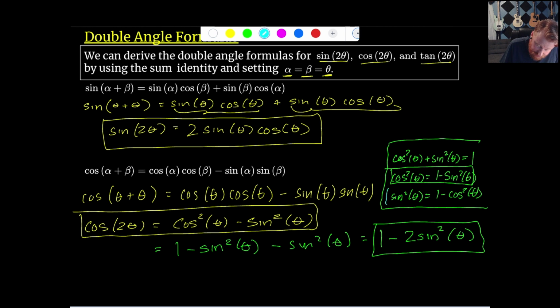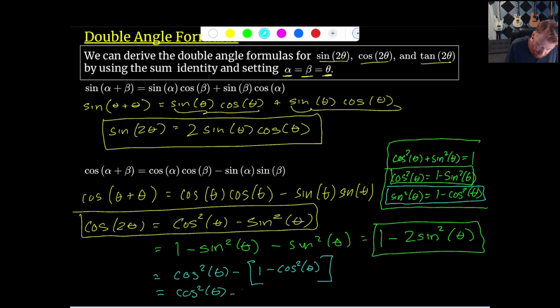If I wanted to instead plug sine squared into our original formula up here, what I'm going to get is cosine squared theta minus, and let me make sure I'm using parentheses here because I'm going to need to distribute this negative. I know that sine squared theta is equal to 1 minus cosine squared theta. As I rewrite this, I would get cosine squared theta minus 1 plus cosine squared theta, which is going to give us 2 cosine squared theta minus 1. I can write that a little better.